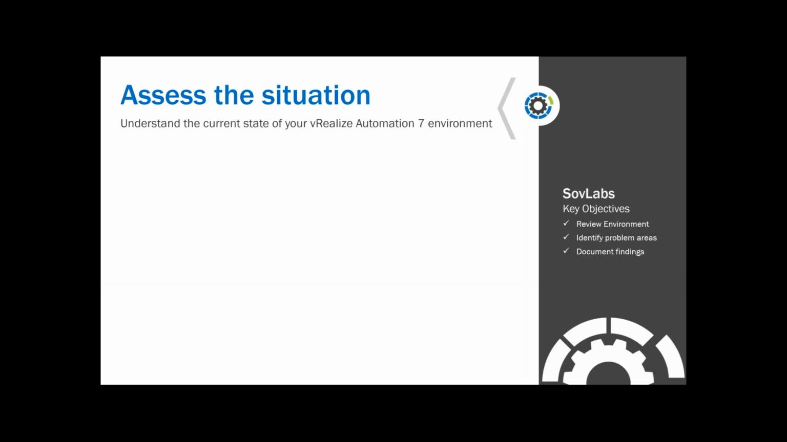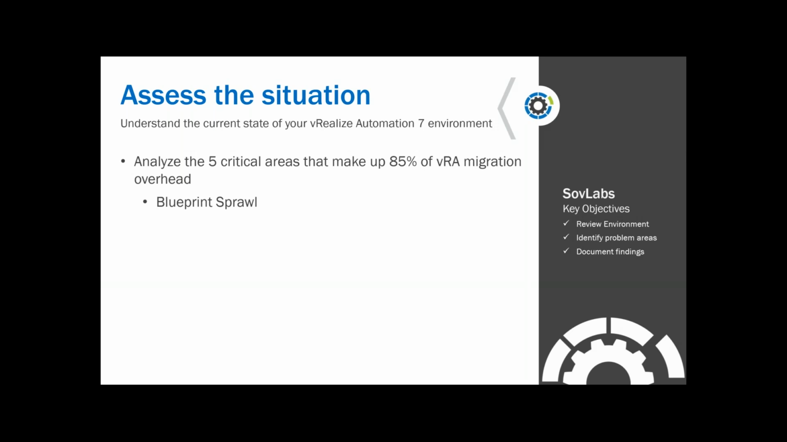So, understanding your current state of vRealize Automation 7. Hopefully most of you are up to vRA 7. If you're at previous versions, well, then that bridge probably is a little scarier than the one that we just saw. But there's 5 critical areas that make up pretty much 85% of the migration overhead when we're going from 7 to 8. And those areas, number 1 is blueprint sprawl.